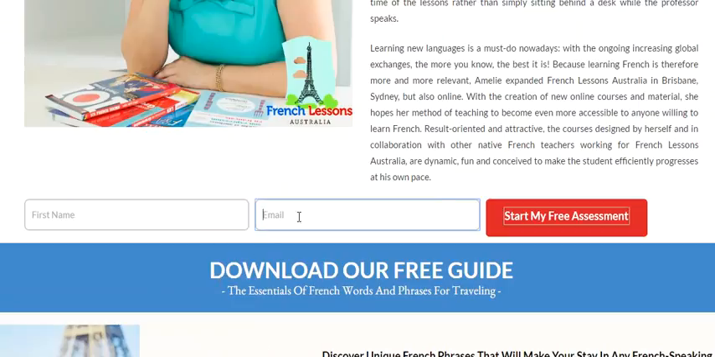Now, in terms of a free assessment, this would need some sort of explanation because it sort of comes out of nowhere. An assessment for what? What are the benefits? Why should they do this now? What pains are they going to avoid? And so on and so forth.